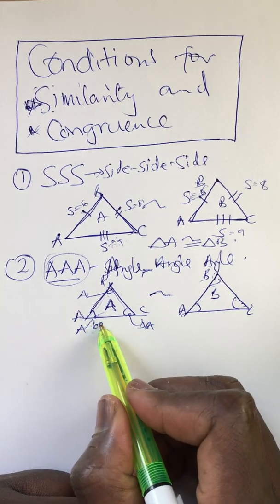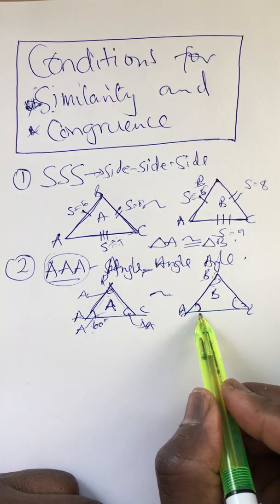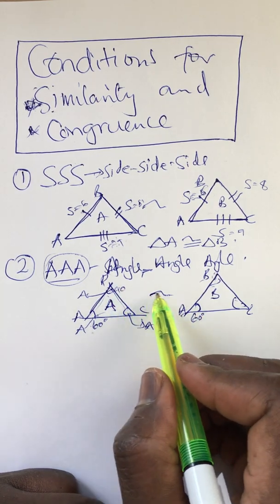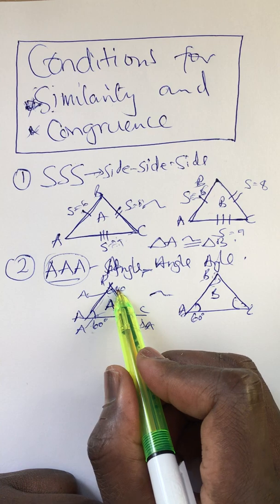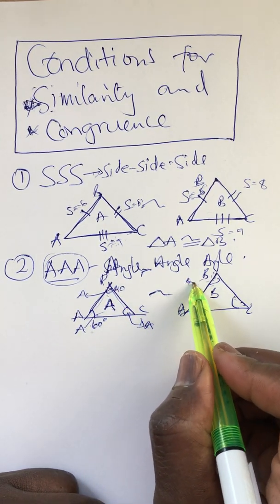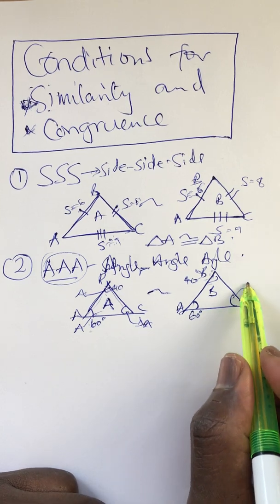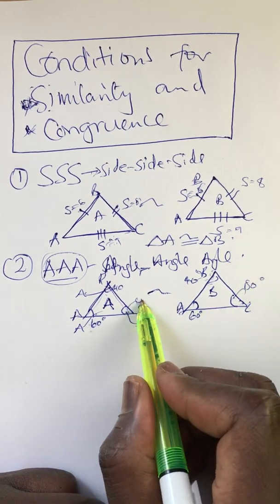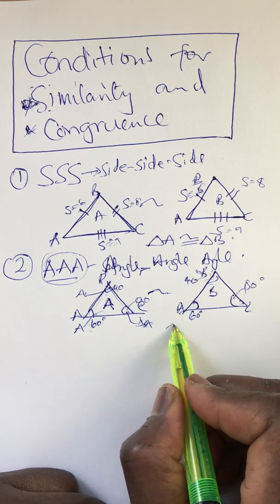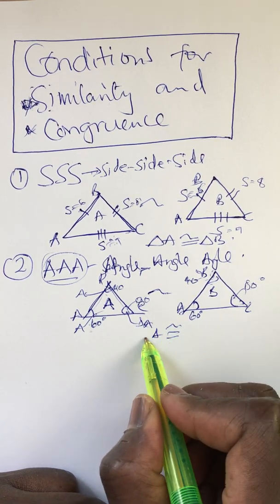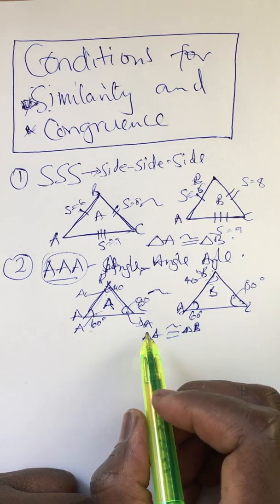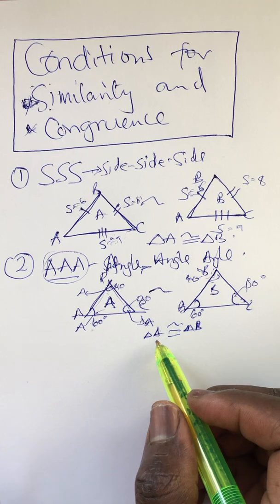For example, if you have 60 degrees here, 60 degrees also has to be here. And let's say 40 degrees there at the apex of one triangle, that 40 degrees has to be replicated here as well, so that we can have our 80 degrees there, 80 degrees there. So we can say these two triangles are similar or congruent to one another. So triangle A is similar and congruent to triangle B.